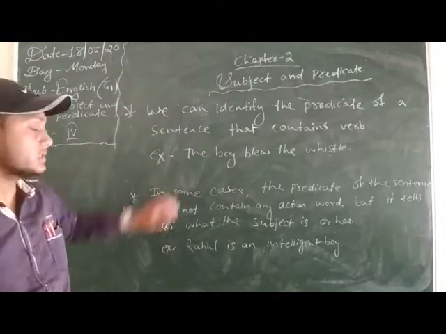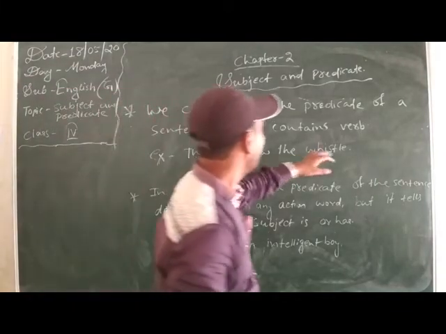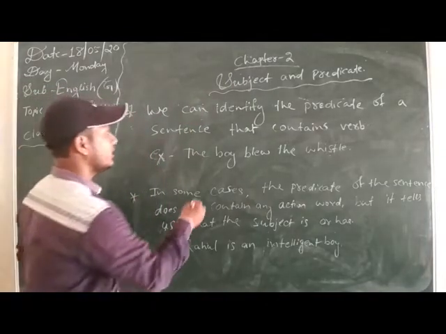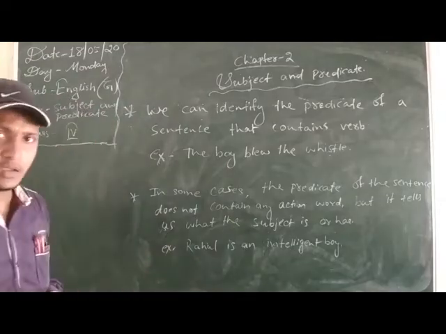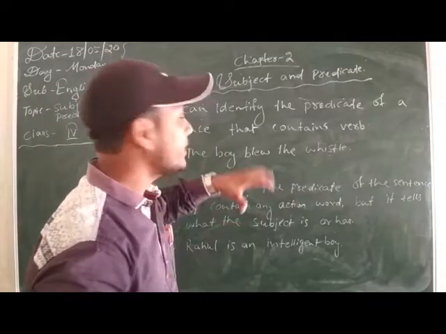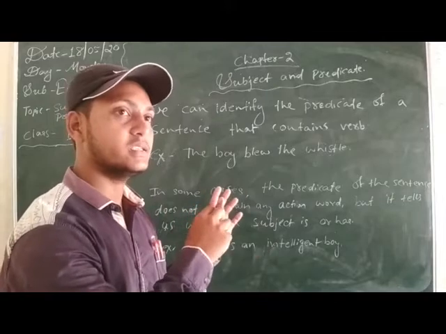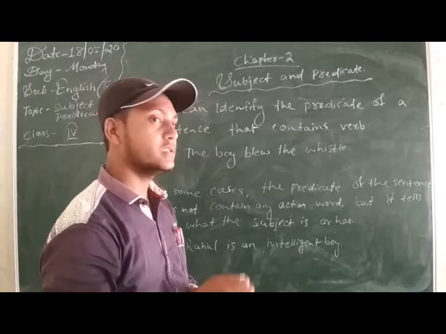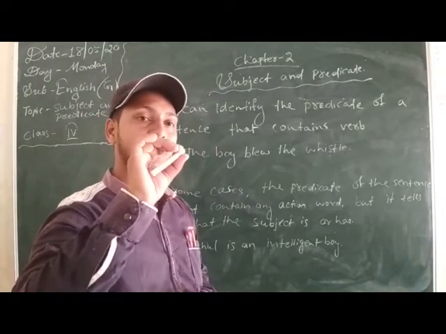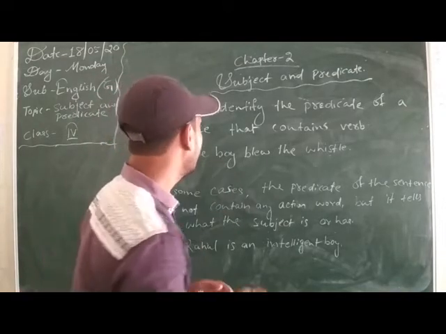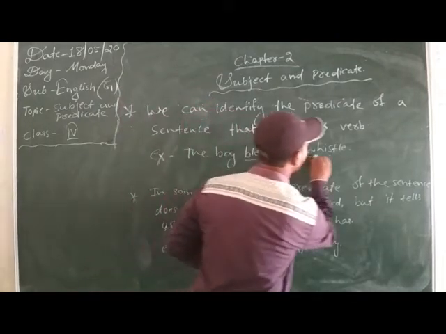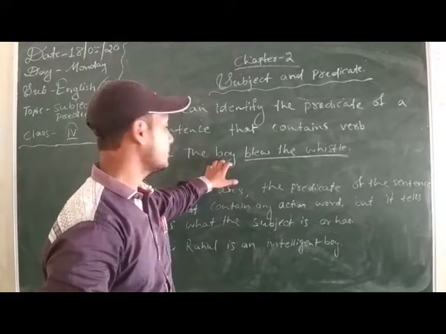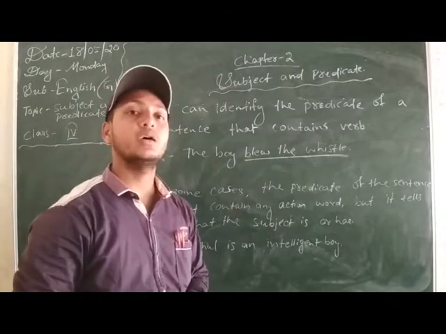So look at this example here. The boy blew the whistle. Okay. So here we know that the boy is a subject. Boy is a subject. So here we have to identify whether in this sentence there is any predicate or not. According to the rule, a predicate is the part of a sentence that contains a verb. So here blew the whistle is the predicate. Okay, so except the boy, the rest part will be your predicate part.